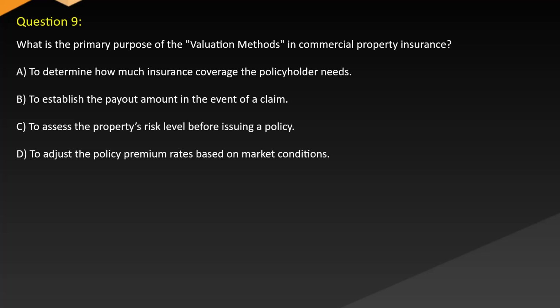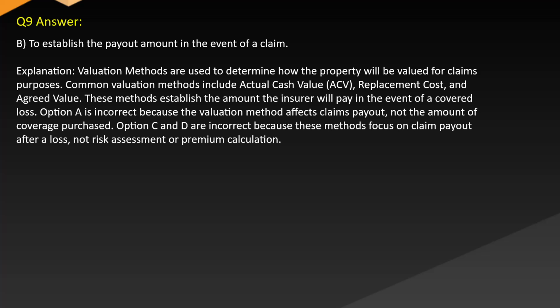Question 9. What is the primary purpose of the valuation methods in commercial property insurance? A. To determine how much insurance coverage the policyholder needs. B. To establish the payout amount in the event of a claim. C. To assess the property's risk level before issuing a policy. D. To adjust the policy premium rates based on market conditions. Answer B. To establish the payout amount in the event of a claim.